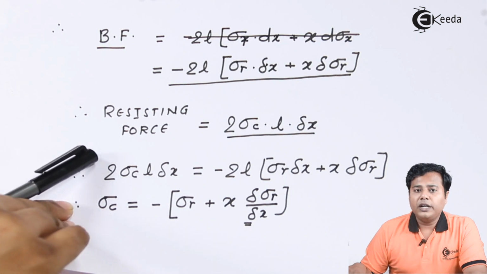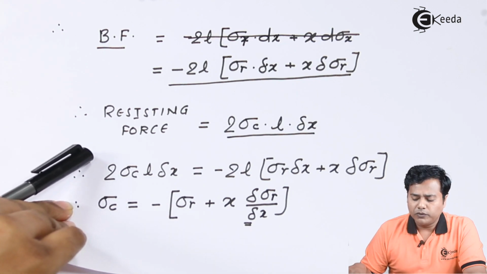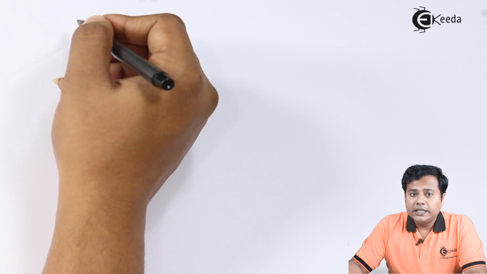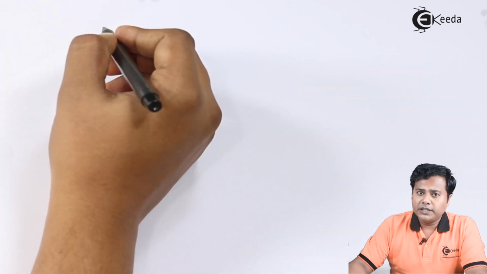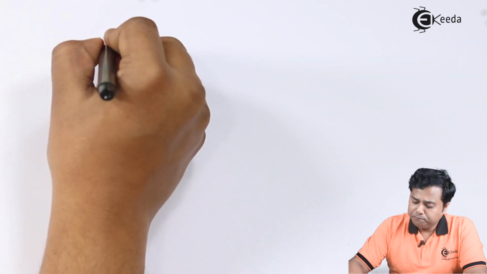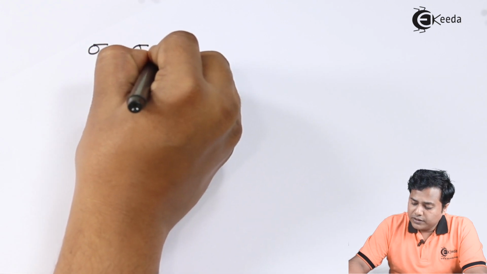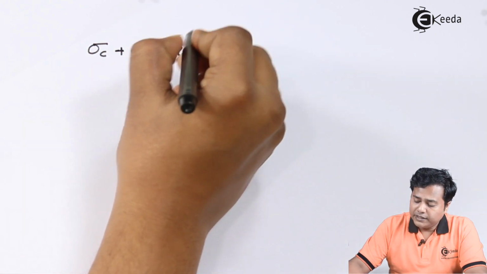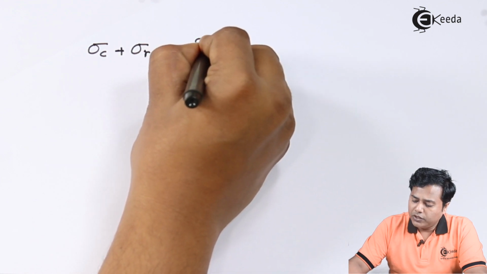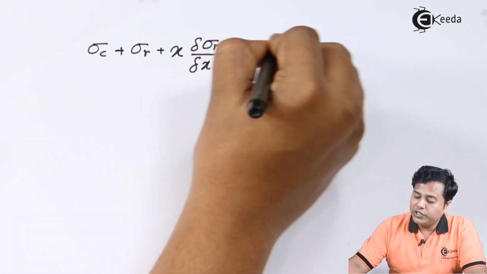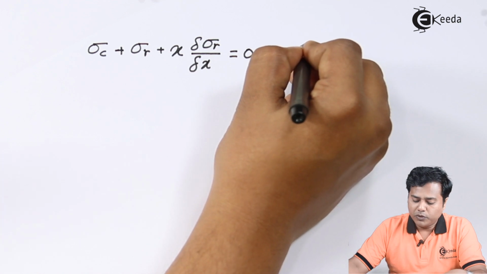So this particular theory is called Lamy's equation theory. Let us put it in proper words, which says that the limit of thickness where the thick cylinder will be in equilibrium is given by circumferential stress plus radial stress plus x times the change in radial stress with respect to the change in x is equal to 0. So this becomes equation number 1.